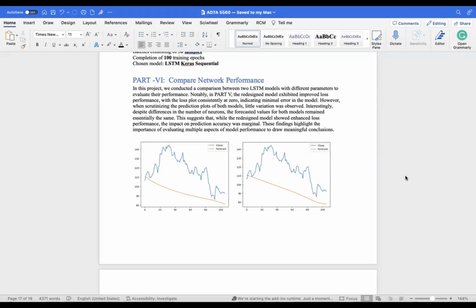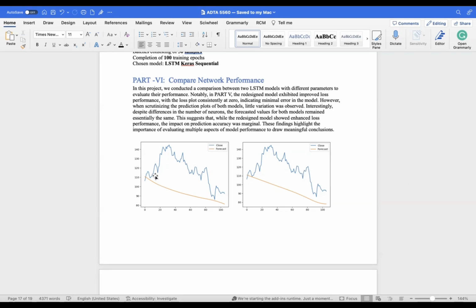Part 6. Compare network performance by considering the LSTM model and the LSTM redesign model of the Amazon stock dataset. What I did in this project is take these two models and analyze them with different parameters to know which has the better performance. Notably in part 5, the redesign model exhibits improved loss performance, with loss plots consistently at 0, indicating minimal errors in the model. However, when visualizing the predictions of the LSTM and LSTM redesign models, little variation was observed.